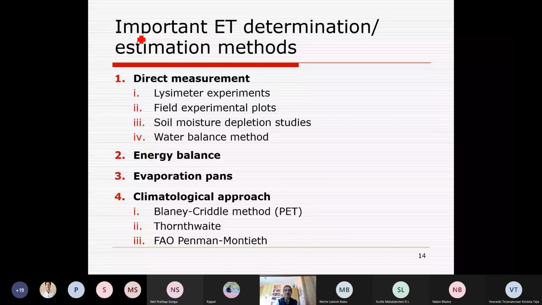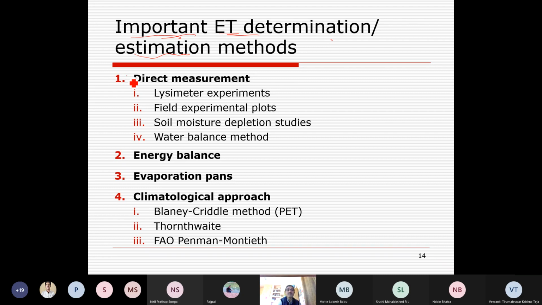So it's important, not all, but some of the methods I am listing here. ET determination and estimation: determination means we can measure directly. Estimation means we are calculating simply from the conditions or consequences or atmospheric properties or some other property. If it is a measurement, we can use an instrument called the lysimeter. We can also have a field experiment, a field plot to measure the evapotranspiration.